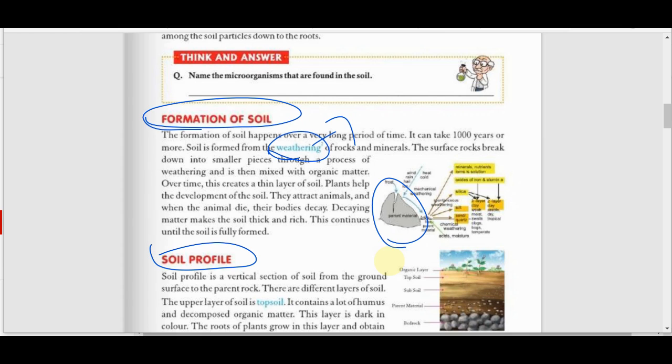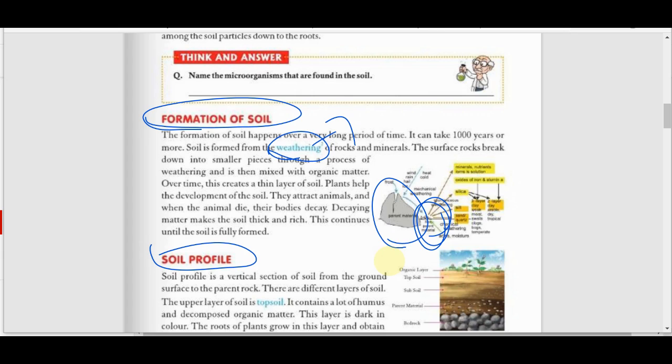What is weathering? Weathering means the temperature: someday the temperature is very high, someday it is very low, someday rain will fall, someday rain will not fall. All these conditions affect the large stones and help break them down into fine particles. When the large stone breaks down into small particles, after a few years these fine particles convert into soil. So I think you get the meaning of how soil is formed.